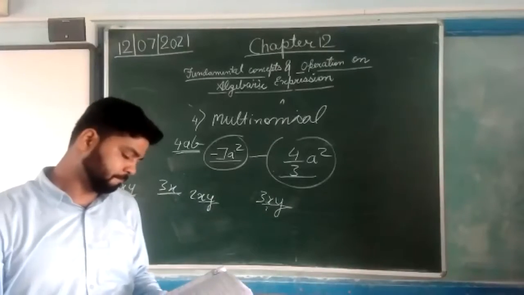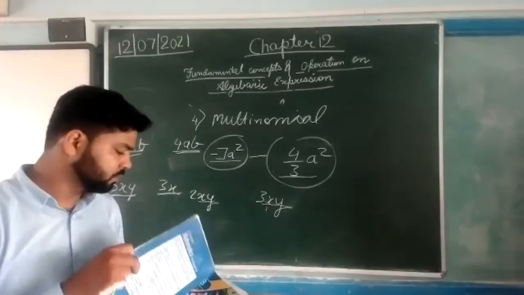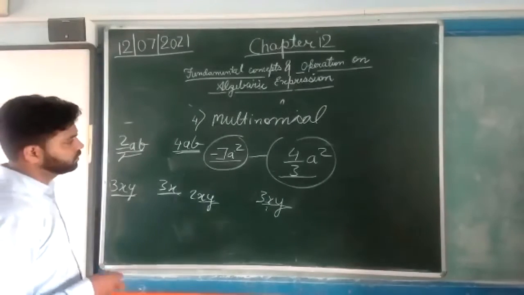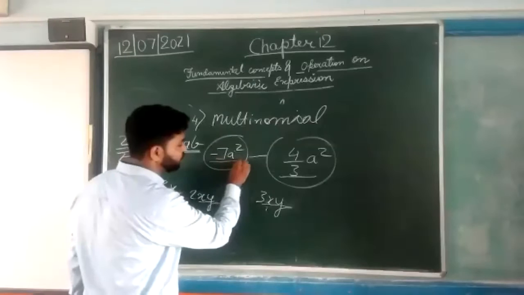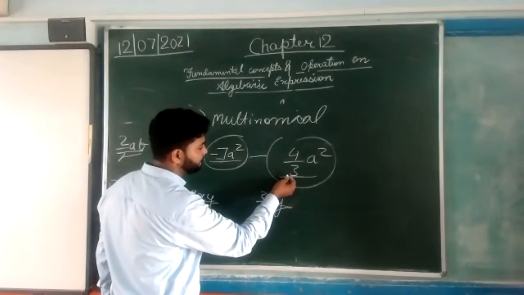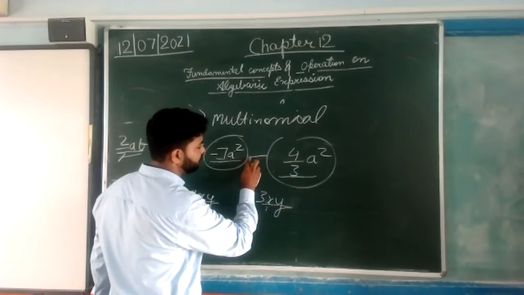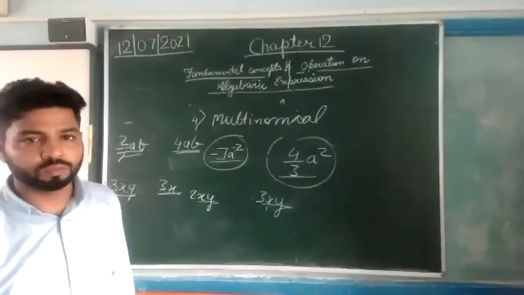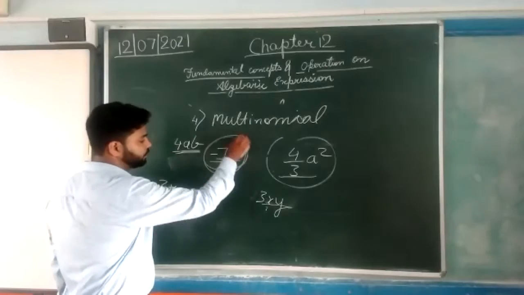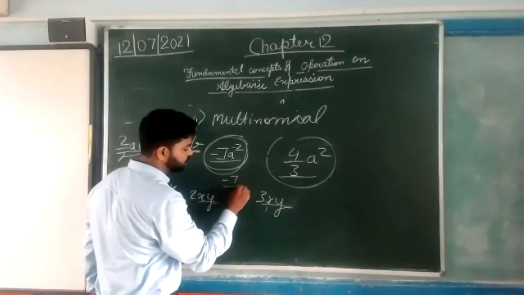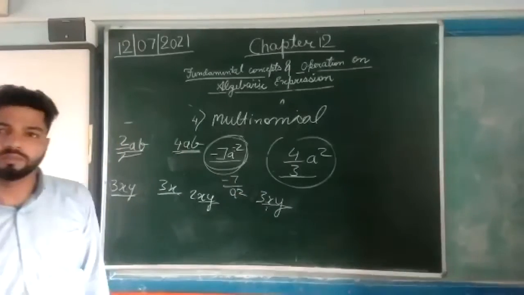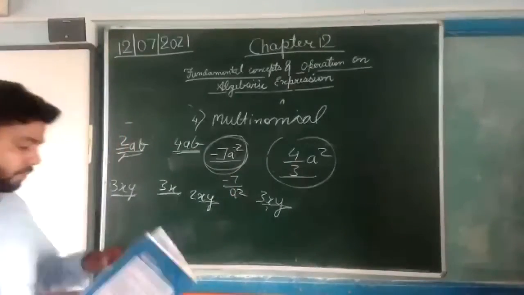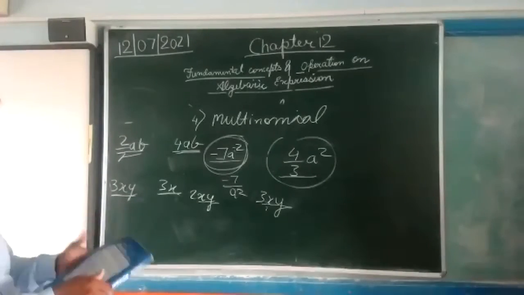Sir, if the power will be in minus, then will it be a like term? If it is a to the power minus 2, no, this will not be a like term because it will become 1 upon a square. Okay, then they will not be like terms. Now come to the polynomial, everyone.